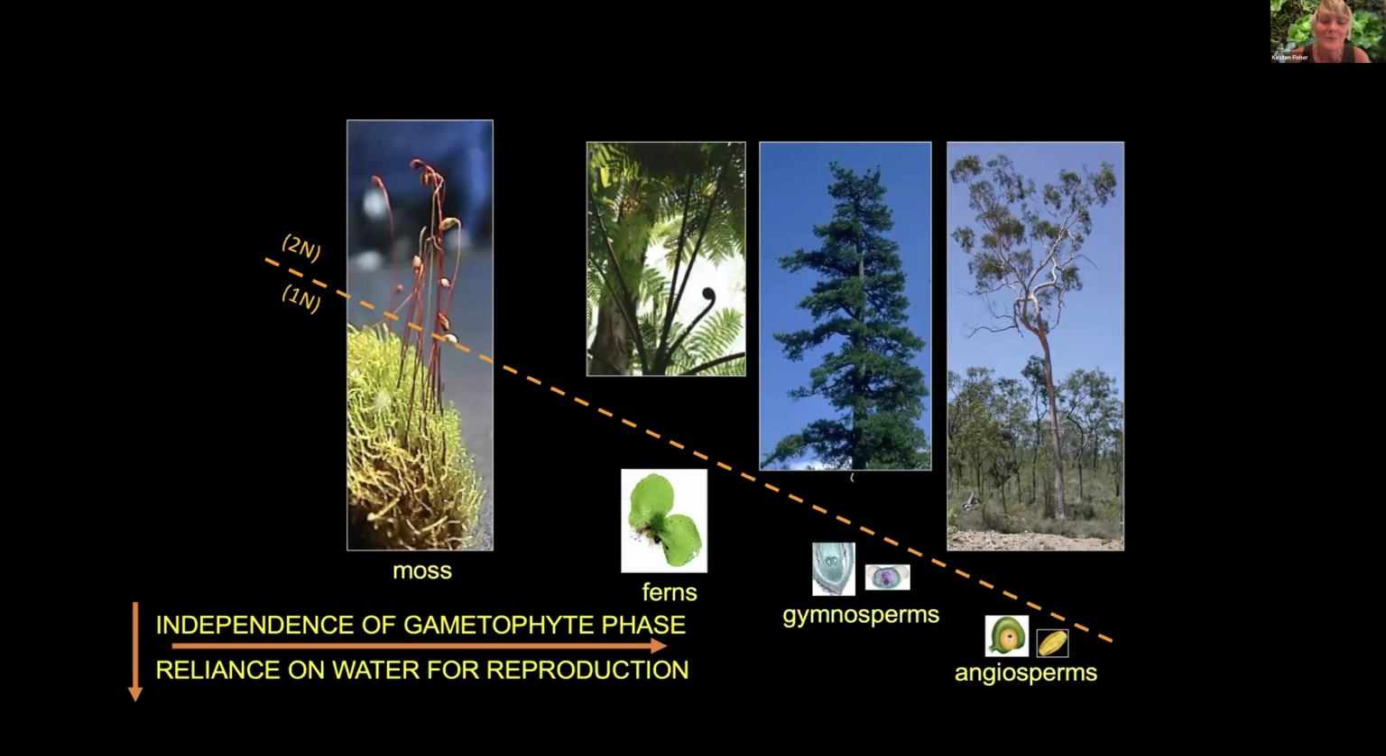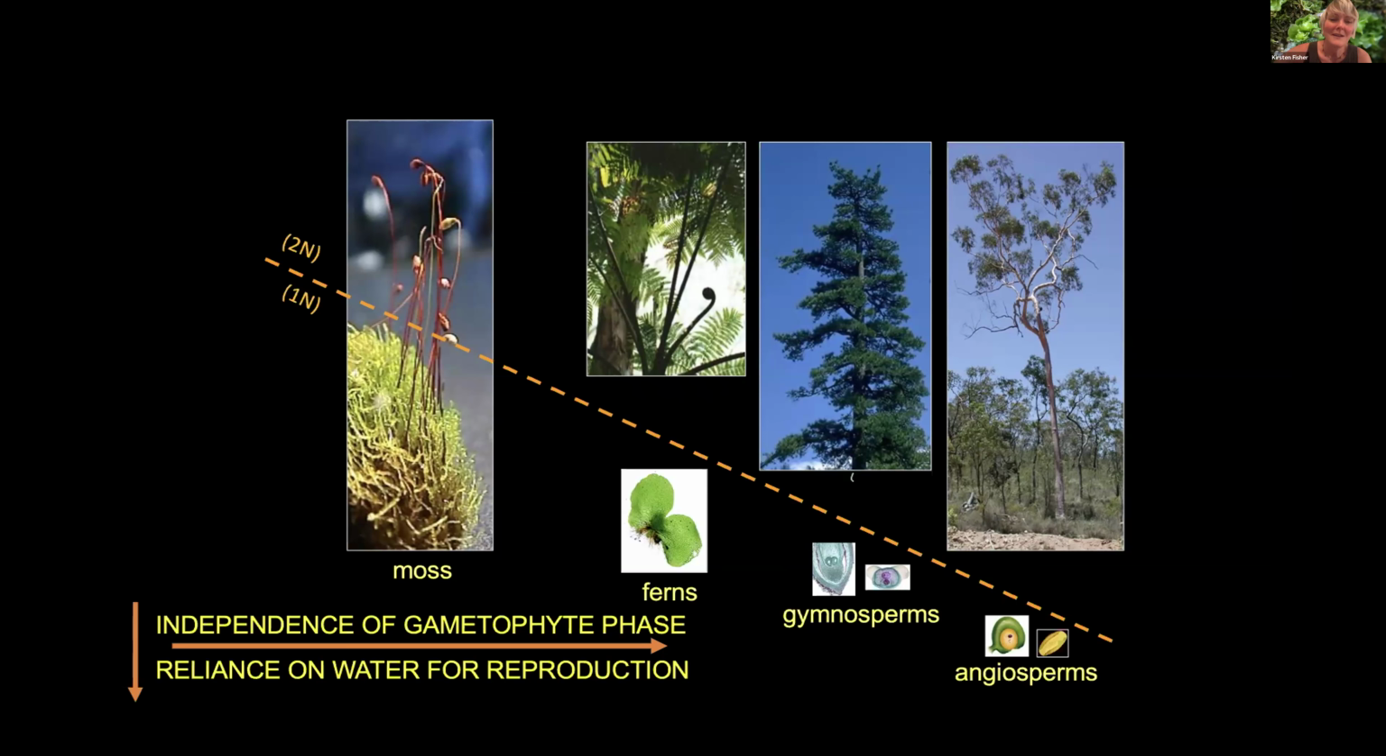So as I showed you before, mosses and other bryophytes rely on sort of freestanding water in order for fertilization to happen. Through land plant evolution, we see the reduced reliance on water with the evolution of seeds. And then there's also been a sort of reduced independence of the gametophyte stage of the life cycle.